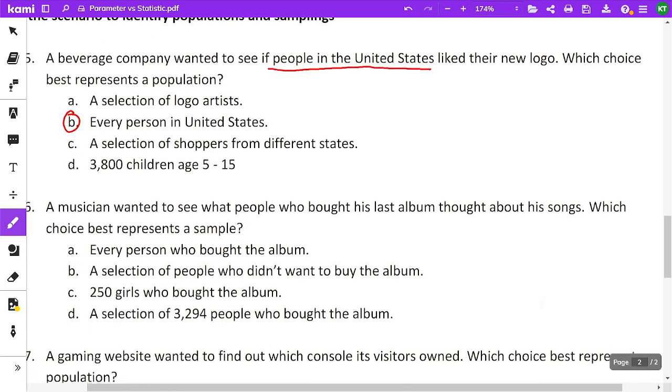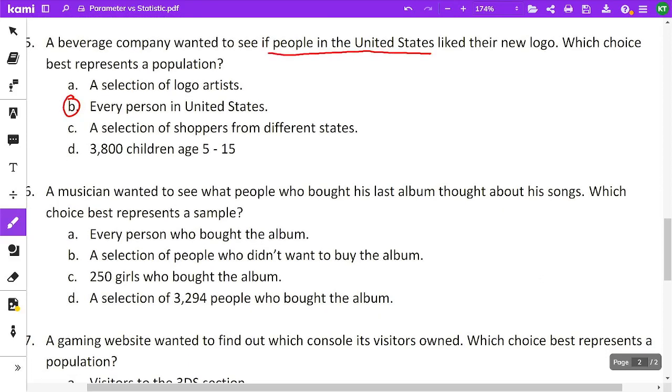Okay, the next one, a musician wanted to see what people who bought his last album thought about his songs, which choice best represents a sample here. So we're not looking at every single person who bought the album here because that would be the whole entire population. So A would not be our answer choice here. It wouldn't make sense to look at people who didn't want to buy the album.